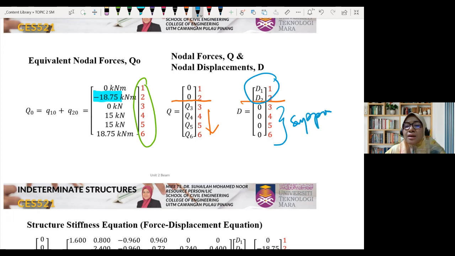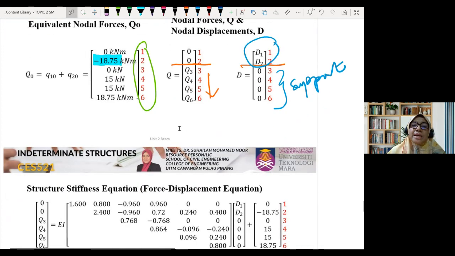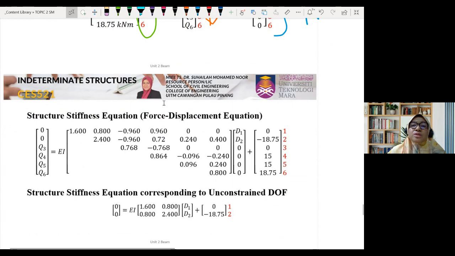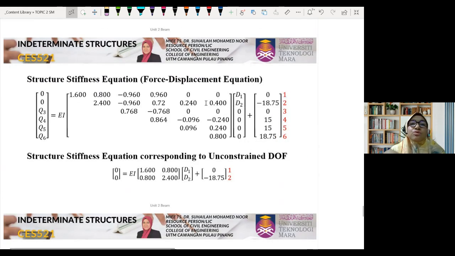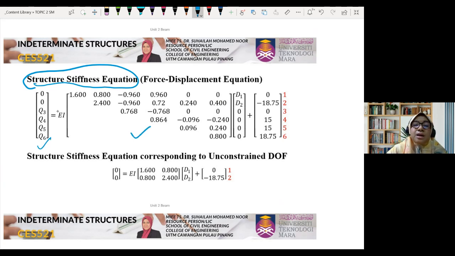And logically, the support displacements are 0 except when there is a support settlement mentioned in the question. Okay, so all this Q naught, Q and D will be put into the force displacement equation, or we also call it the structure stiffness equation. From 1 to 6, this is Q, this is K, in terms of EI, D and Q naught.